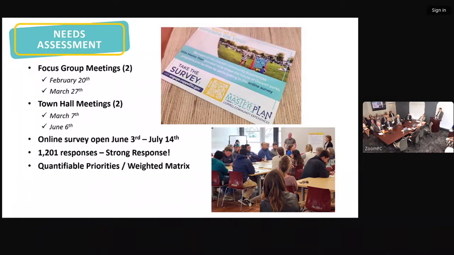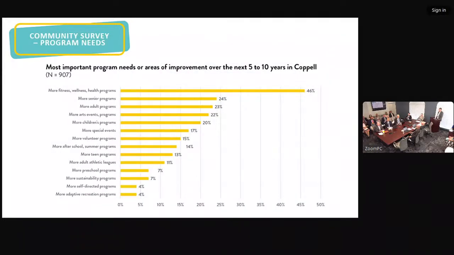So we'll show you the summary of the priorities that came through the plan, not just in programming, but also physical elements within the capital projects recommendations. So this is a quick summary of most important program needs or areas of improvement over the next 5 to 10 years. Multiple respondents within and resources within the master plan that show each of these types of survey questions. But this one did come out with more fitness and wellness health programs, more senior programs, and more adult programs were some of the higher ranked priorities within this response.